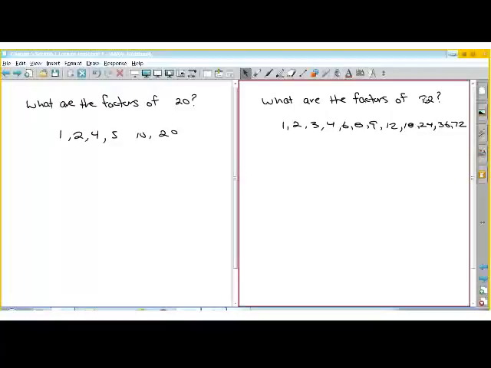5. You can't divide 72 by 5 because it doesn't end in a 0 or 5. And then I try 6. Can I divide 72 by 6? Yes. The answer is 12. 7's not going to work. I go to 8. 72 divided by 8 is 9. And you can see, right, there's no more numbers in between, so I'm done. And I get my entire list of factors.